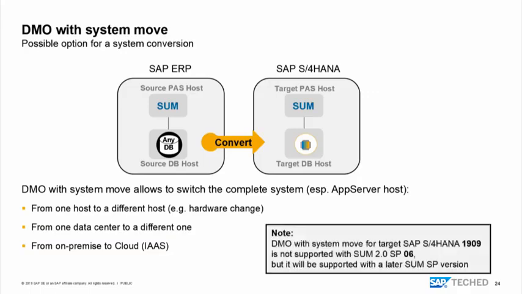Small side remark, to be honest: currently with SUM 2.0 SP6, which is out since two weeks, and with target release 1909, this scenario is not supported. The answer why this is the case is given in part 2. It's a small remark, and it's a temporary restriction that will be solved in the future with a later SUM SP version. No timeline, sorry, we hope to have it next year. A very rough answer on the question on timeline. The SUM development team is strongly working on it. We are aware of the relevance of this scenario, but I cannot promise any date yet. That is DMO system move, again only applicable if the source is not yet on HANA.